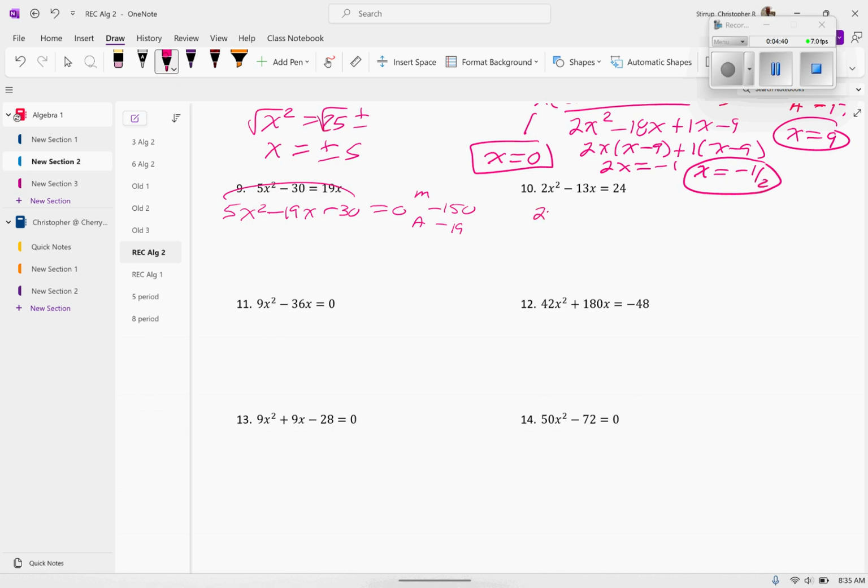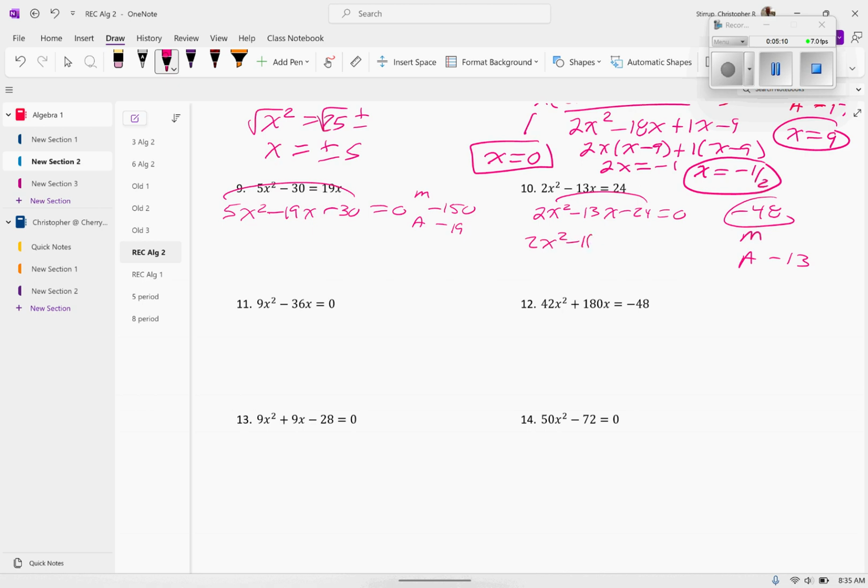On this 9, I'm going to go ahead and bring the 24 over by subtracting it. Multiply these together so I get negative 48. What two numbers multiply together to give me negative 48, add together to give me negative 13? Okay, so 1 and 48, no. 2 and 24, no. 3 and 16. There we go, 3 and 16.